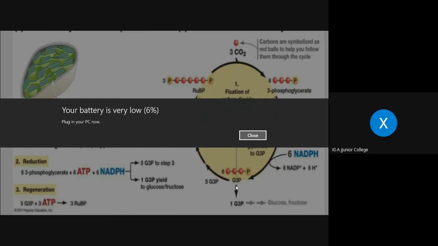Excuse me, is this connected? Trace load. Plugin PC.